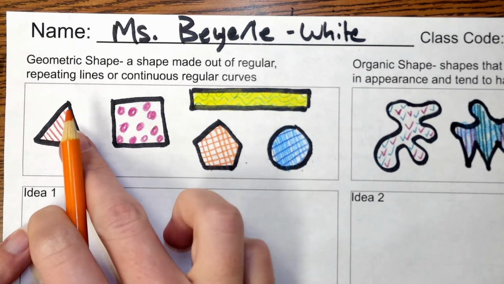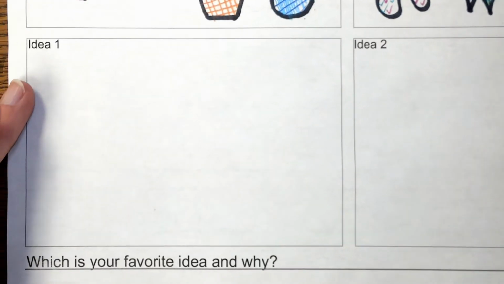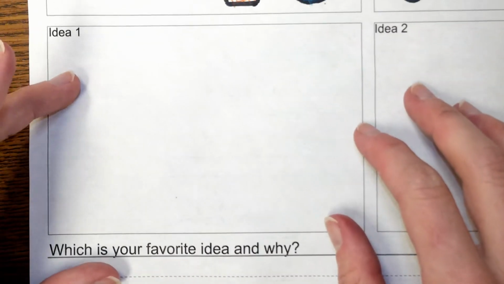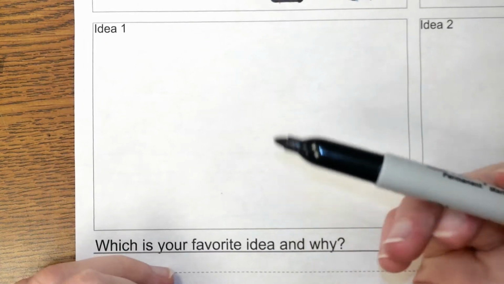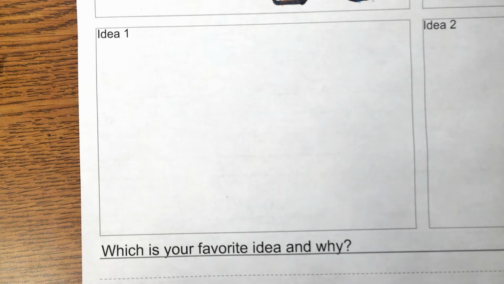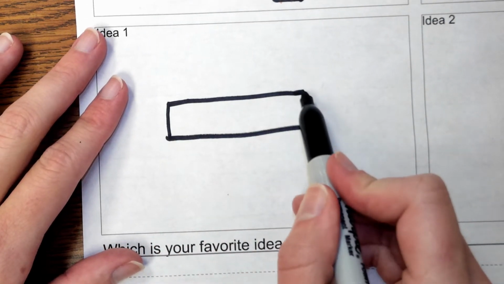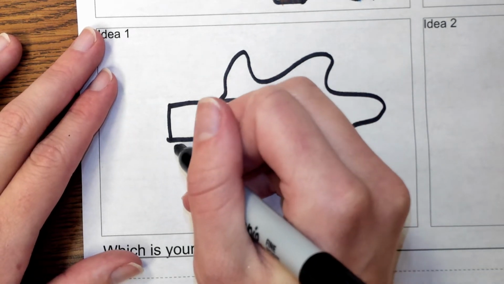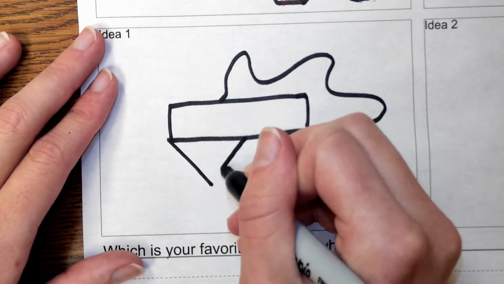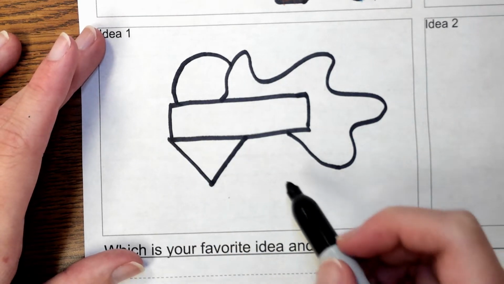Now that I have lots of patterns in my geometric shapes and patterns in my organic shapes, I can combine these 2 kinds of shapes by overlapping and putting shapes next to each other to make 2 different ideas. Maybe I'll start out in idea 1 by drawing a shape and then adding another shape next to it. Maybe I'll start with a rectangle. And then I'll put a geometric shape behind. And maybe I'll add a triangle.